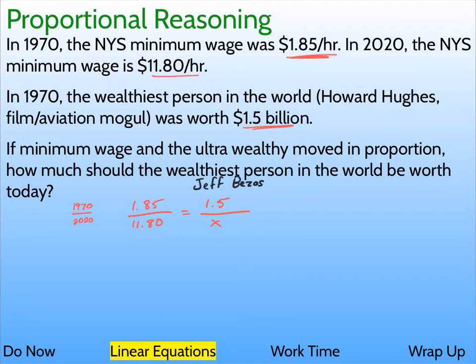Okay, so one way to think of it is these are dollars per hour, these are just billions of dollars. It's not a perfect system, but I don't feel like writing that many zeros, and it'll make the math unnecessarily complex. So next step, cross multiply. We're going to end up with 1.85x, that's the easy part, equals 17.7. So the last step is you just divide this by 1.85.